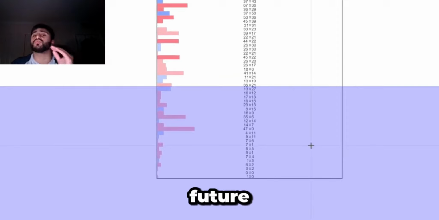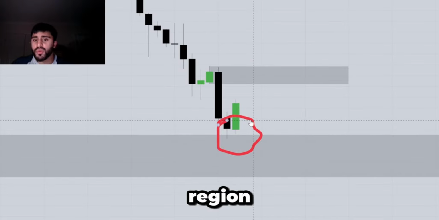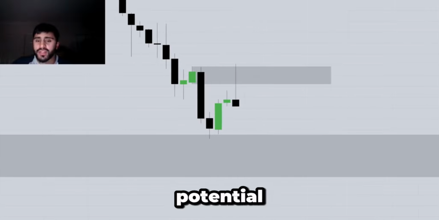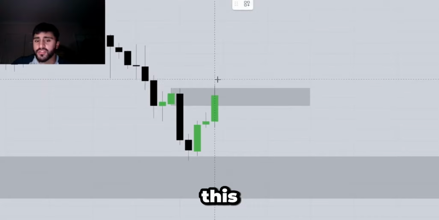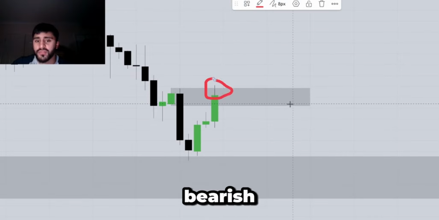So we use the delta and the volume to predict future reversals at 15-minute fair value gaps. And now once we understand that we had a lot of aggressive sellers within this region, when we hop back now to a regular candlestick chart, we can now begin to look for potential buys. And the reason we look for potential buys is just over here in this region. We see a violation of the most recent bearish fair value gap.